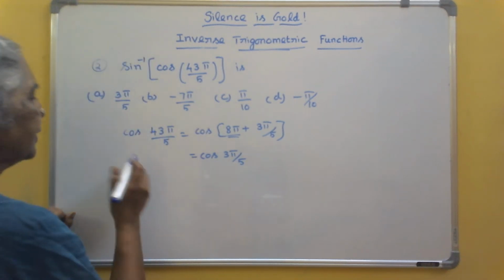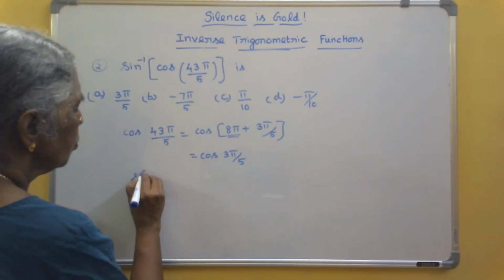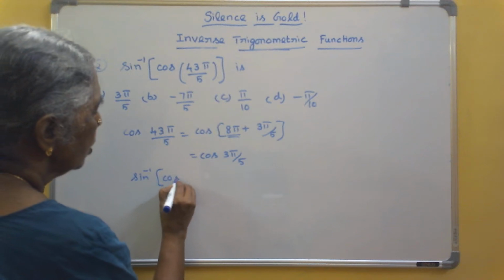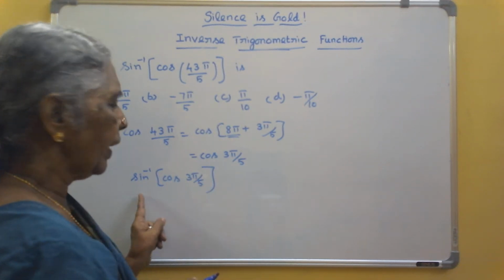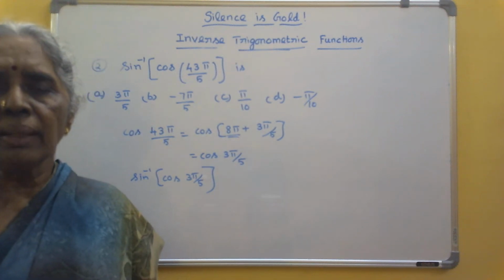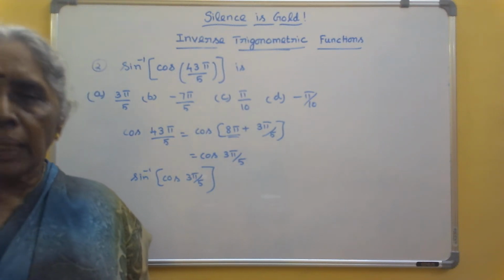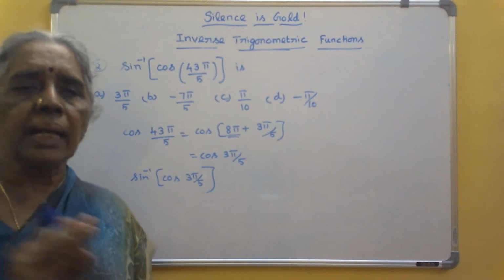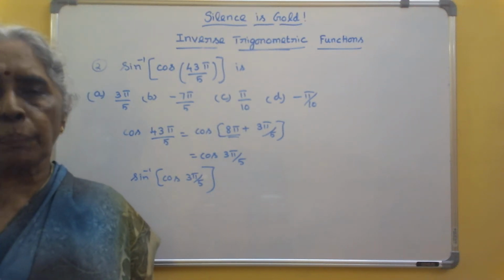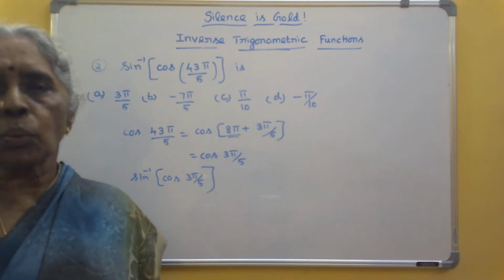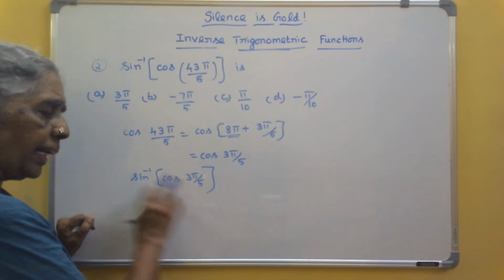Now, I have a sine inverse here. So, sine inverse cos 3 pi by 5. Now, when I have a sine inverse outside, I should have sine of something. Then only I can try the formula sine inverse of sine theta is equal to theta when theta belongs to the principal value branch minus pi by 2 to pi by 2. So, here I have cos.